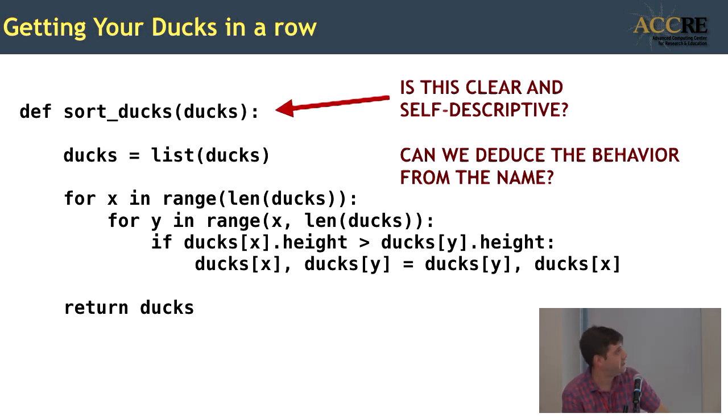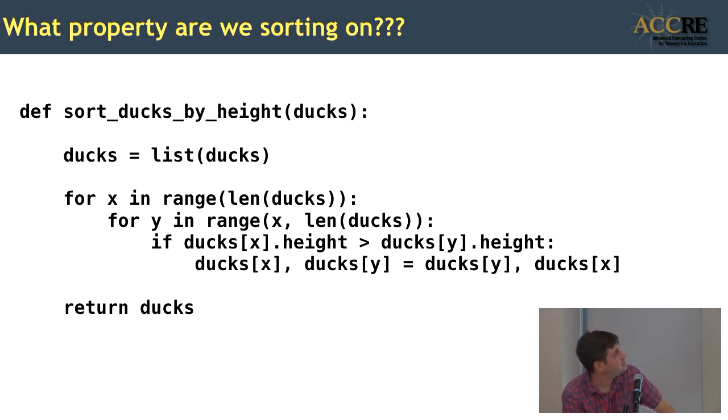Is this a good name? Is it clear and self-descriptive? Can we deduce the behavior of this function from its name? Well, maybe. What property are we sorting on? I thought it's obvious that you sort ducks by height, right? That's just what you do, and that's what everyone on the team agrees. But Anna has come and joined the team, and she's from the civil engineering discipline. Apparently in civil engineering, you always sort ducks by weight. So this was a very confusing function. It did not do what she thought it was going to do. So who knew? So maybe we should call it sort ducks by height.